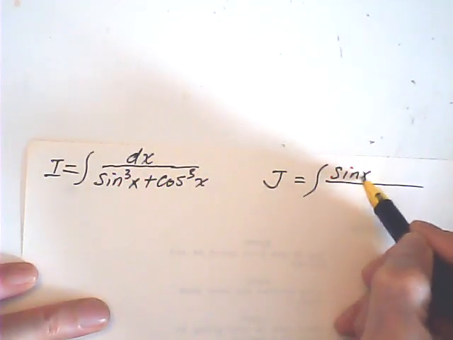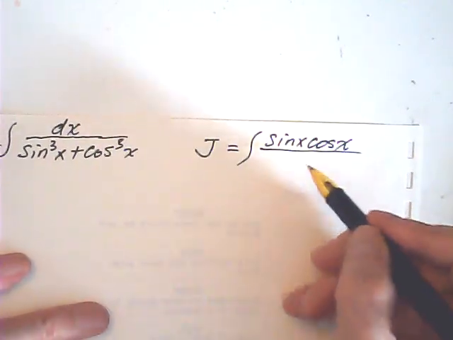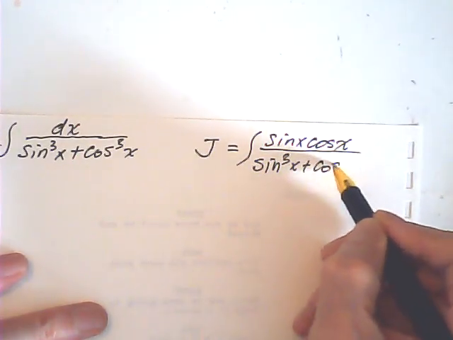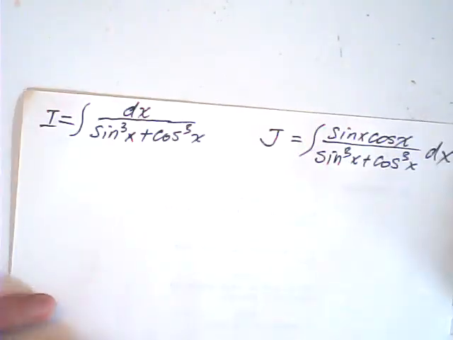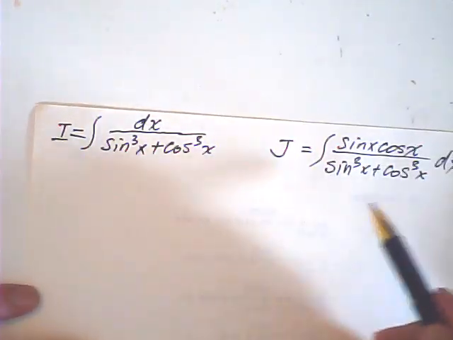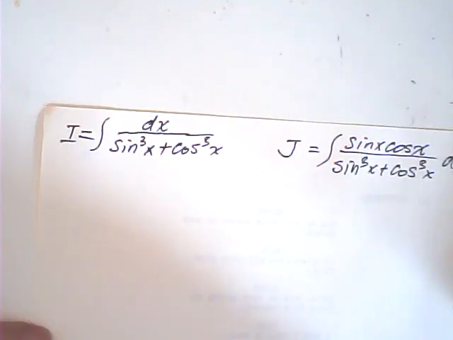sine x cosine x over sine cube x plus cosine cube x dx. Obviously, I want to create two simultaneous equations, I and J, so we can find the I.